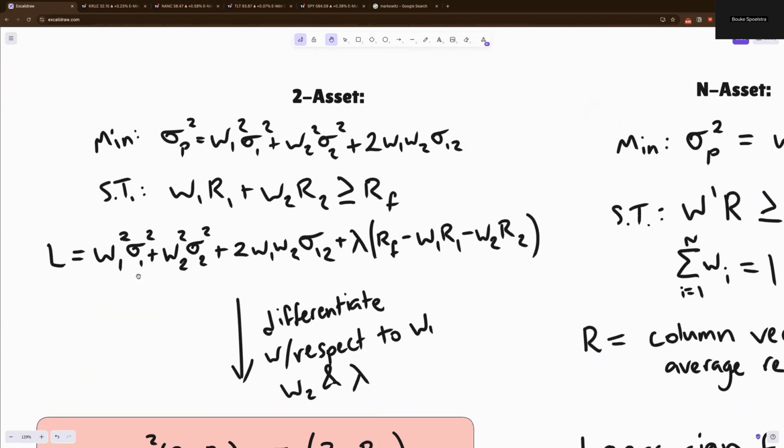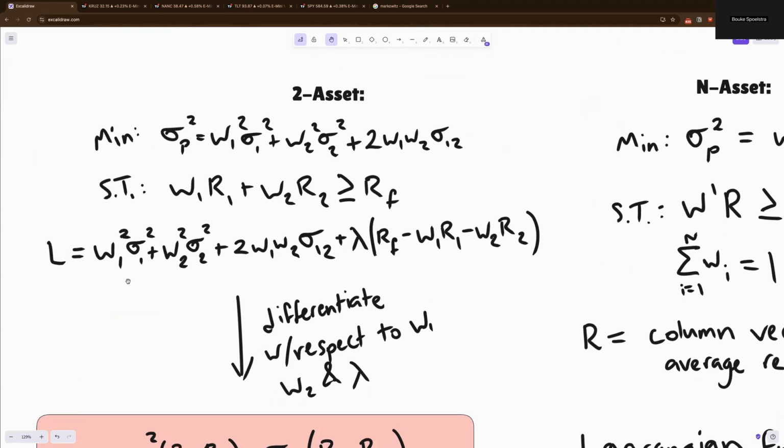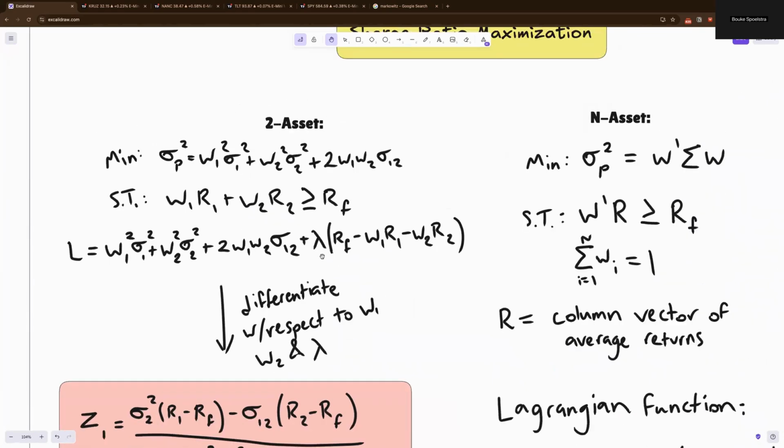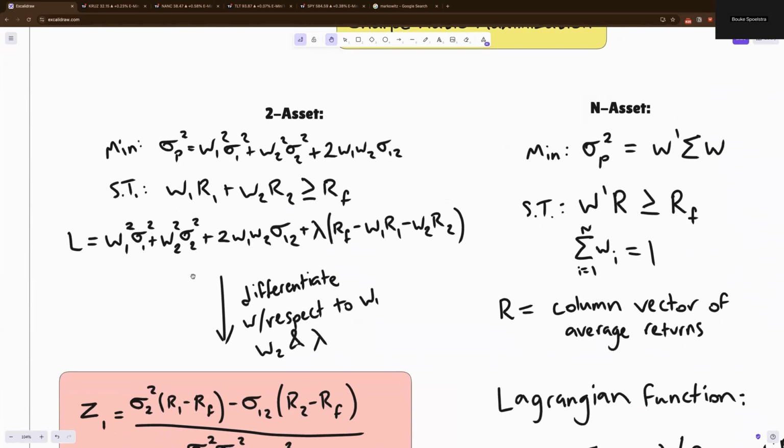So for this, we need to set up a Lagrangian function. I didn't make a video on that. I may make a video of that, or otherwise I might just refer you to another video. But for now, I'm not going to go too much into that, but this is how you set up the Lagrangian function for the two asset portfolio.